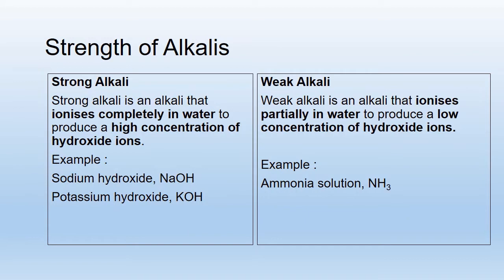Strength of alkalis. Strong alkali. A strong alkali is an alkali that ionizes completely in water to produce a high concentration of hydroxide ions. Example, sodium hydroxide NaOH, potassium hydroxide KOH. Weak alkali. A weak alkali is an alkali that ionizes partially in water to produce a low concentration of hydroxide ions. Example, ammonia solution NH3.